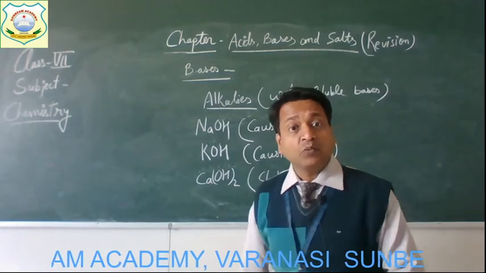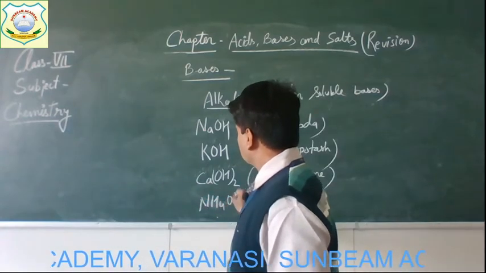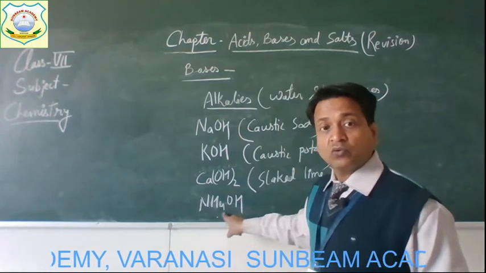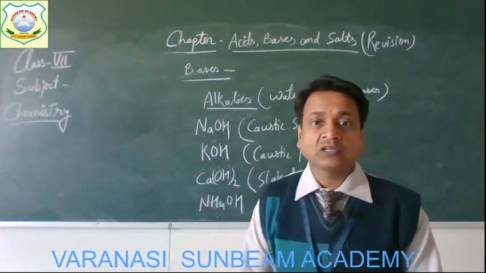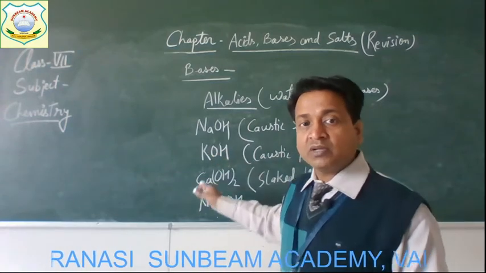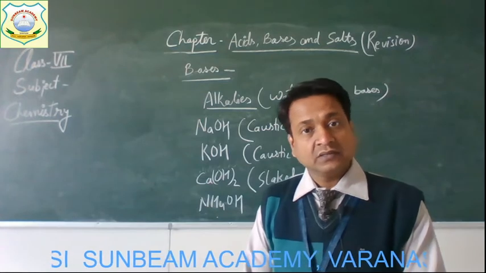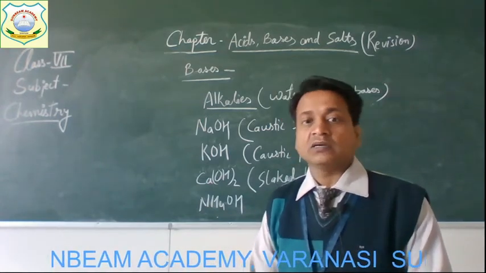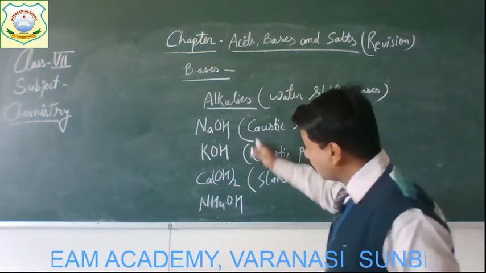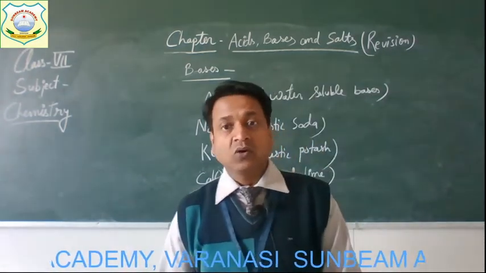Alright. Ammonium hydroxide, NH4OH. Its chemical name is ammonium hydroxide. So these are some examples of bases. Okay, and they are soluble in water also. So these are the alkalis, you can say, bases which are soluble in water.